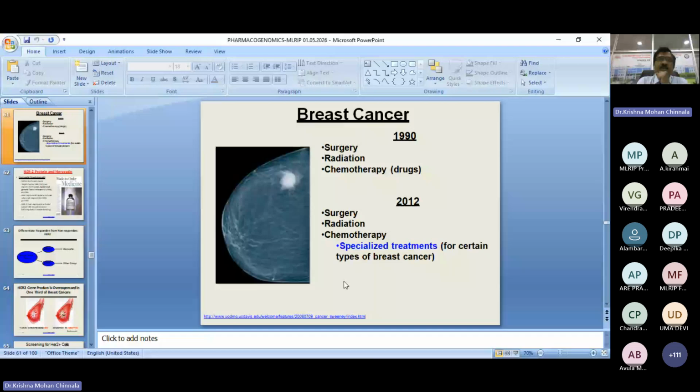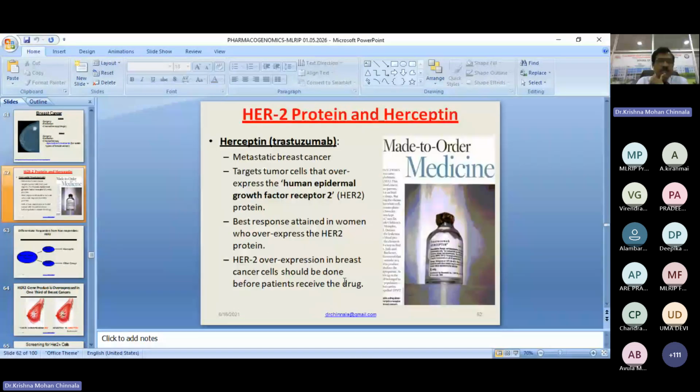Here is the best example, Herceptin, trastuzumab, used in metastatic breast cancer, targets tumor cells that overexpress the human epidermal growth factor receptor 2, HER2 receptors. Best response is attained in women who overexpress the HER2 receptor. HER2 overexpression in breast cancer cells should be checked before patients receive the drug. That's what I'm saying: you should not waste time on a trial and error method.